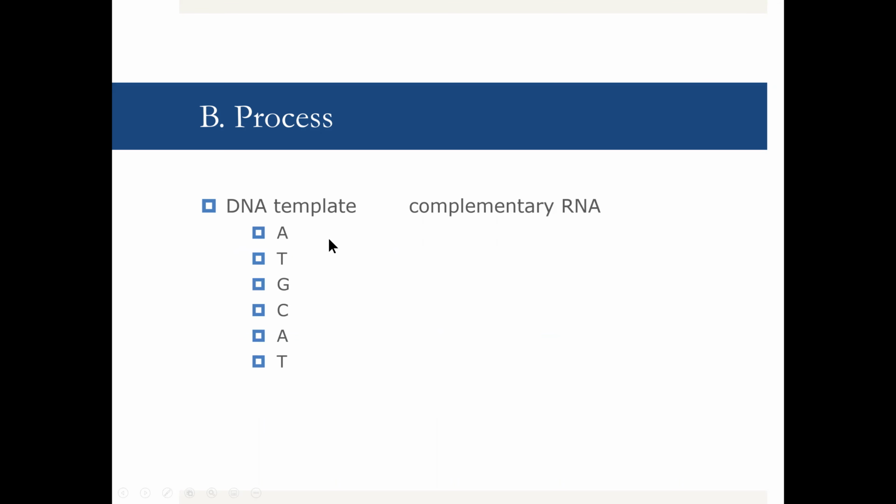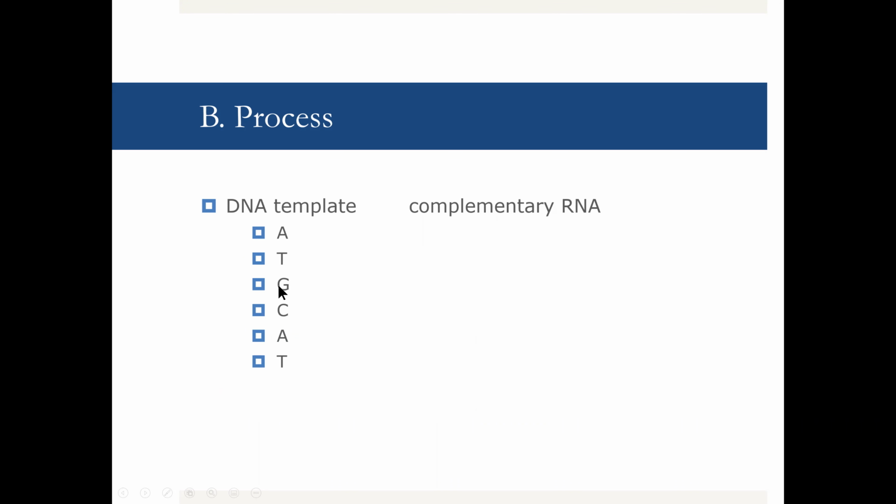Okay. So here we start with the DNA template. This is the DNA template. So here's DNA. What do we have in RNA? In RNA, we have A, U, C, and G. So we have an A here, so we'd have a U over here. We have a T here, so we'd have an A over here.